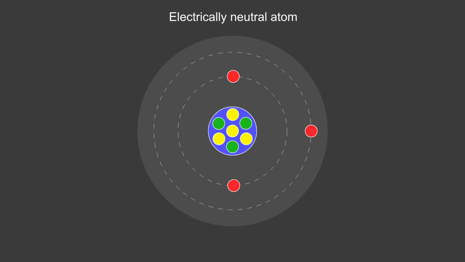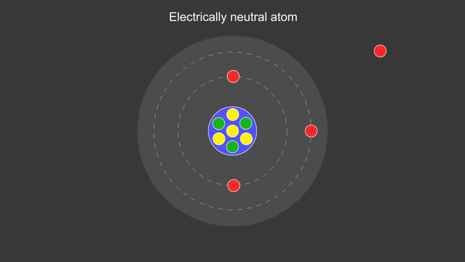In its normal state, an atom contains an equal number of protons and electrons. In this state, the electric charges of protons and electrons balance each other out, and overall, the atom behaves as if it has no charge at all. In this case, we say that the atom is electrically neutral. This means that if another charged particle, such as an electron, is near such an atom, the atom will neither attract nor repel it.